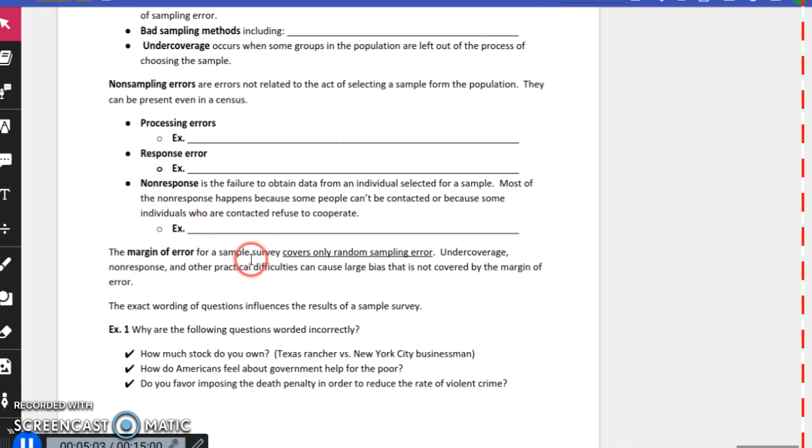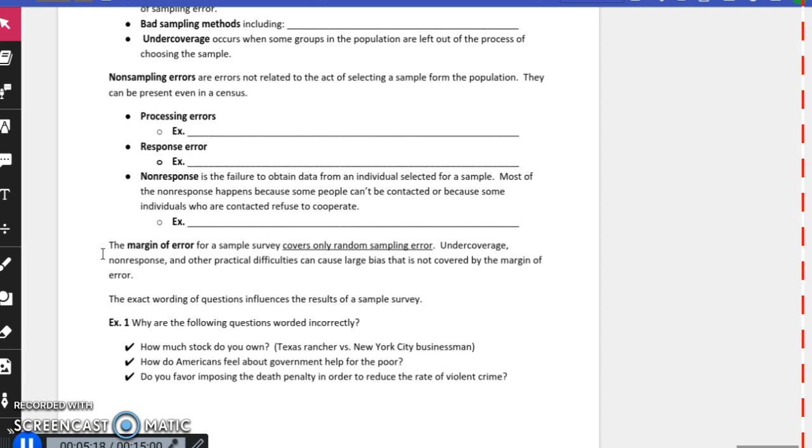All right, margin of error only covers random sampling error. We talked about that. Undercoverage, non-response, and other difficulties that can cause large bias are not covered by the margin of error. Okay. And then the wording of questions influences the results of a sample survey.